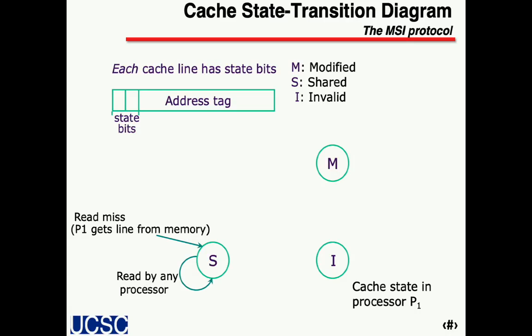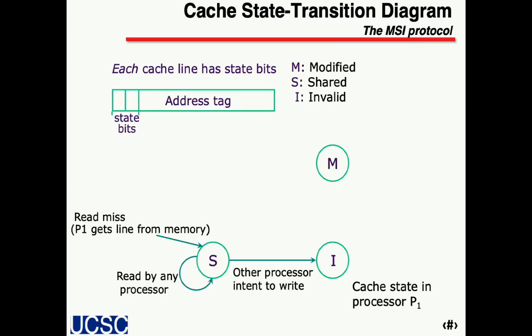Now, like I said, if somebody wants to write, then we have to start invalidating, right? We'll make sure none of these other copies get the wrong results. So if another processor wants to write, it needs to make sure every other processor invalidates their data. So in this case, P1 had the data in the shared state.